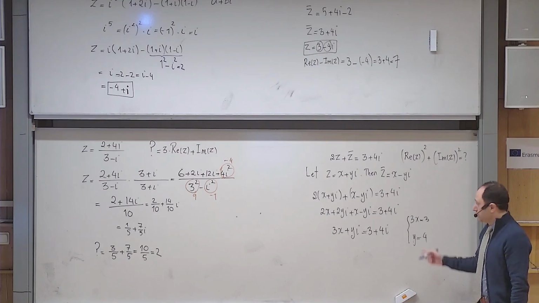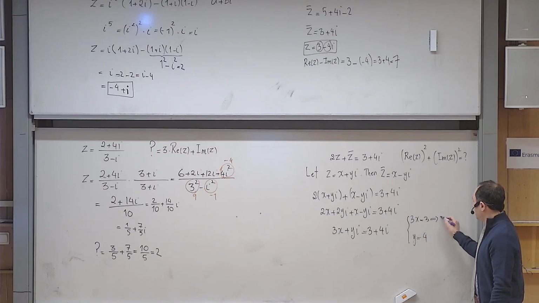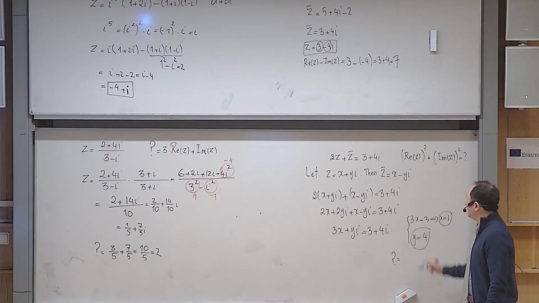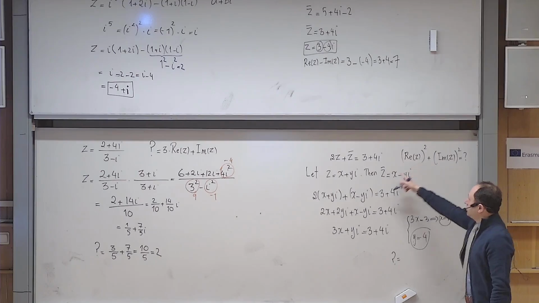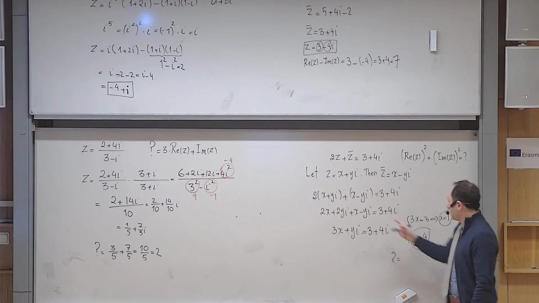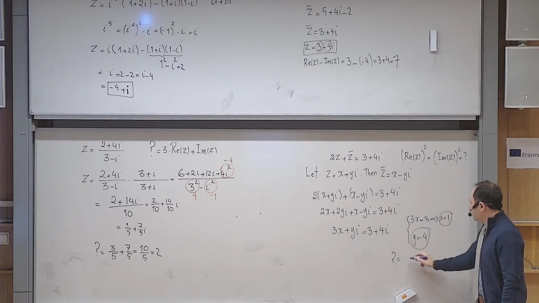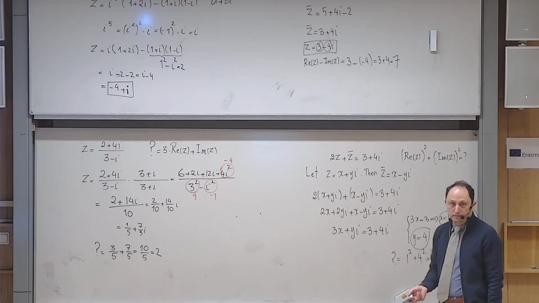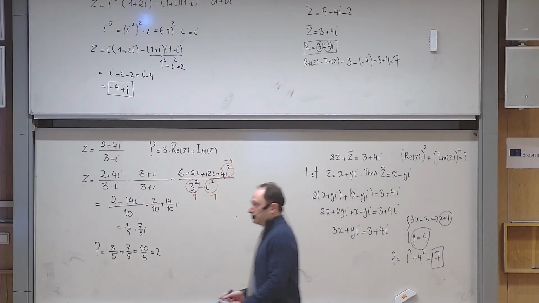Yes? But what is this one? This means that x is 1 and y is 4. As simple as that. And the question mark is equal to: the real part of z is x, the imaginary part of z is y, and I know them. So this becomes 1 to power 2 plus 4 to power 2, which is 17. And that's the answer to this problem. Okay, so that was also very simple.